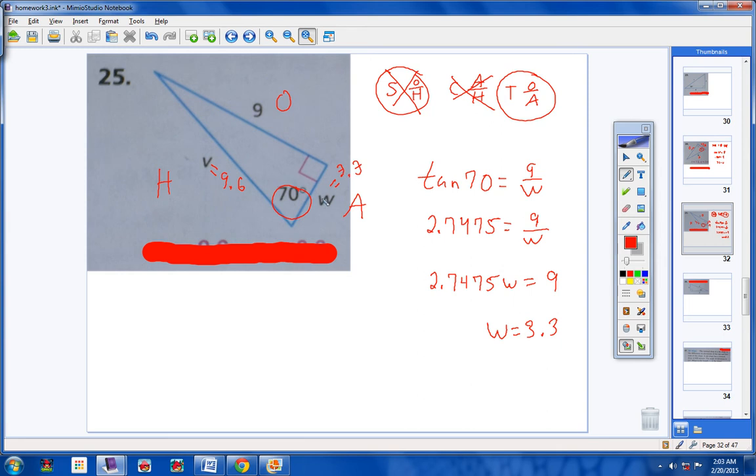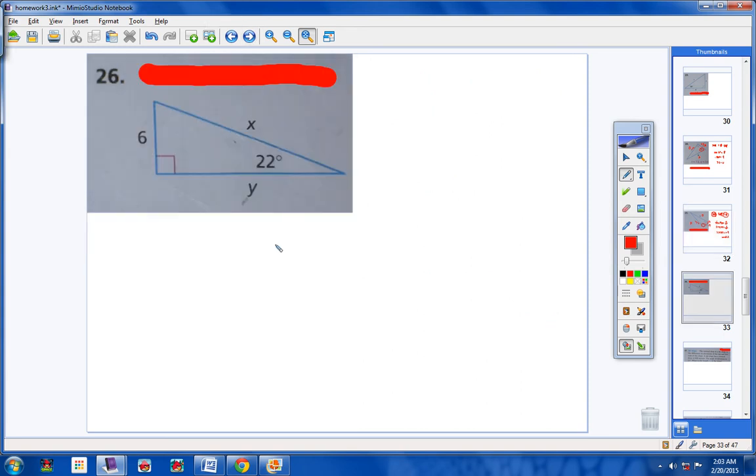Alright, let's go ahead and move on now to number 26. Now, do I know two sides? No, I do not. Do I have one of my special triangles? No, I do not. So I'm going to have to use my trig functions. Now, here's the angle we're dealing with. Circle it. Go straight across. Opposite. Go straight across from 90. Hypotenuse. And this side here is adjacent.